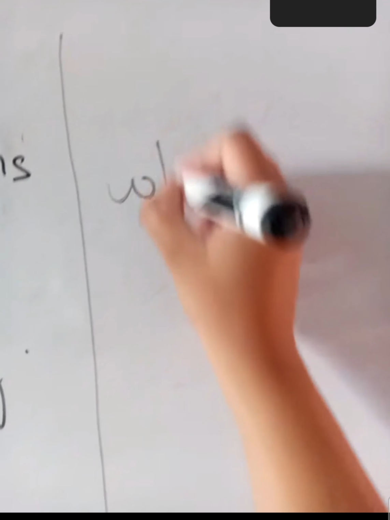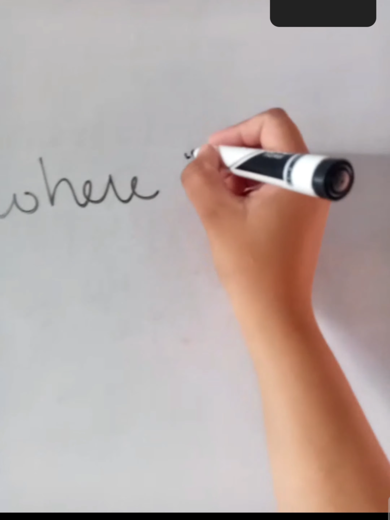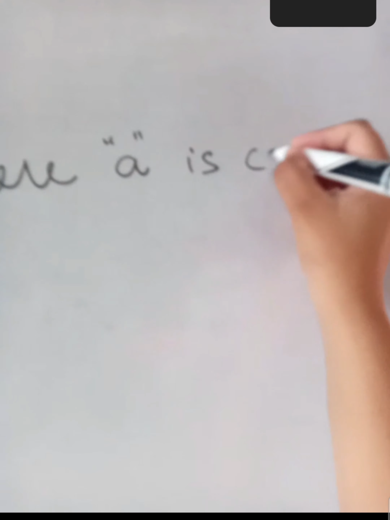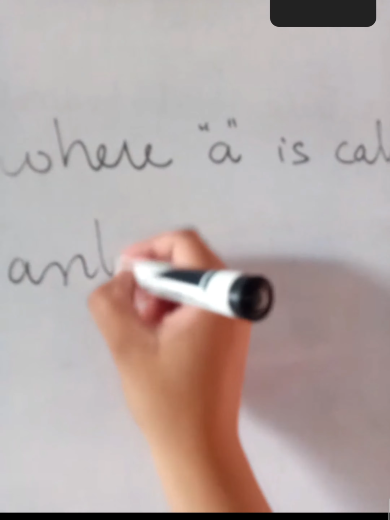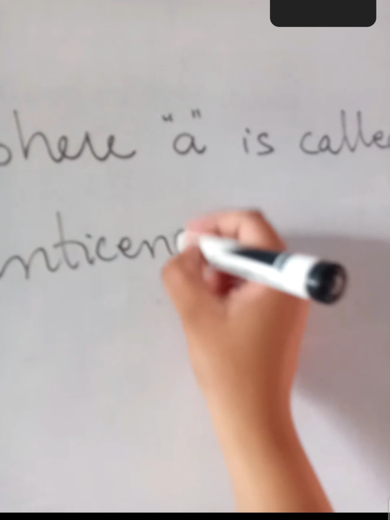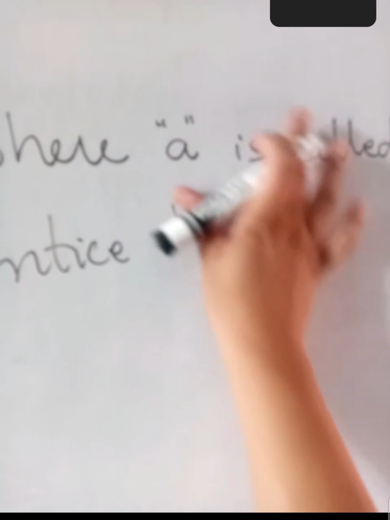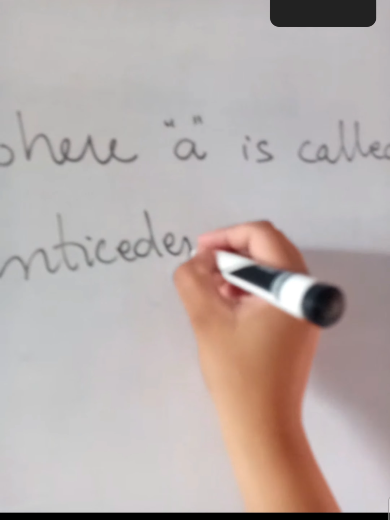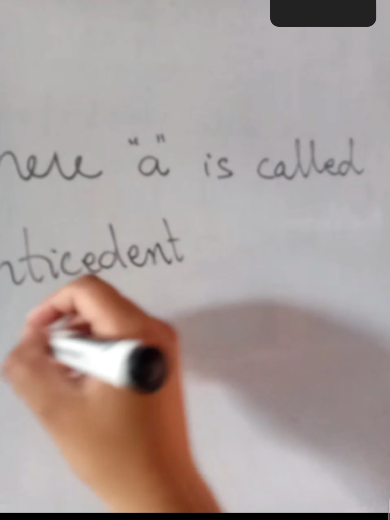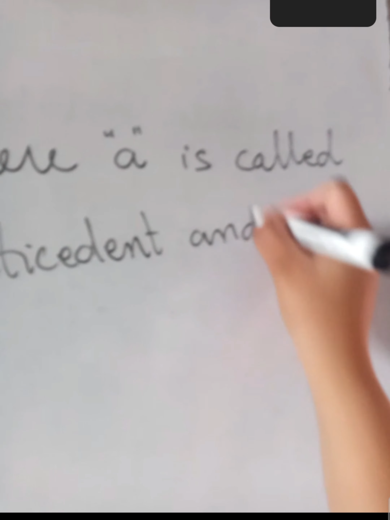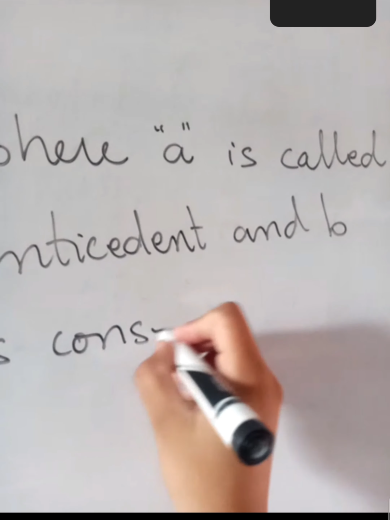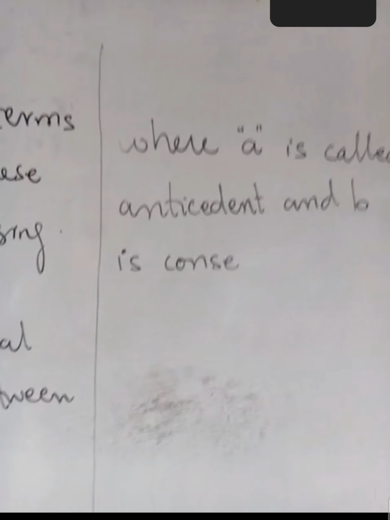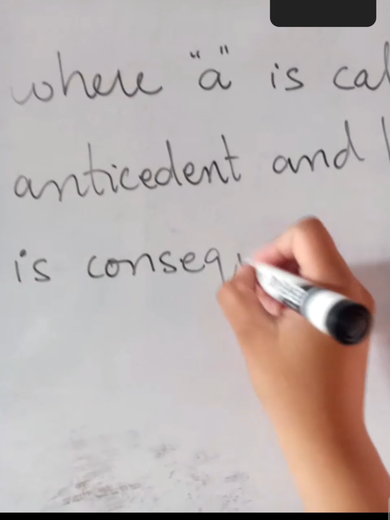Where A is called antecedent and B is called consequent. The first term of a ratio is called the antecedent and the second term is called the consequent.